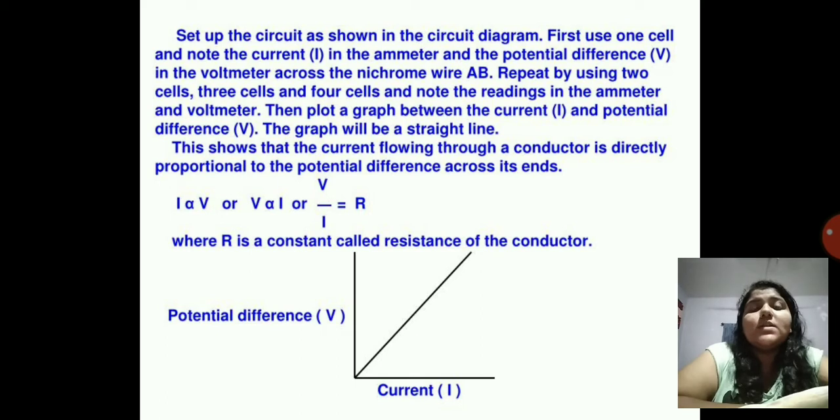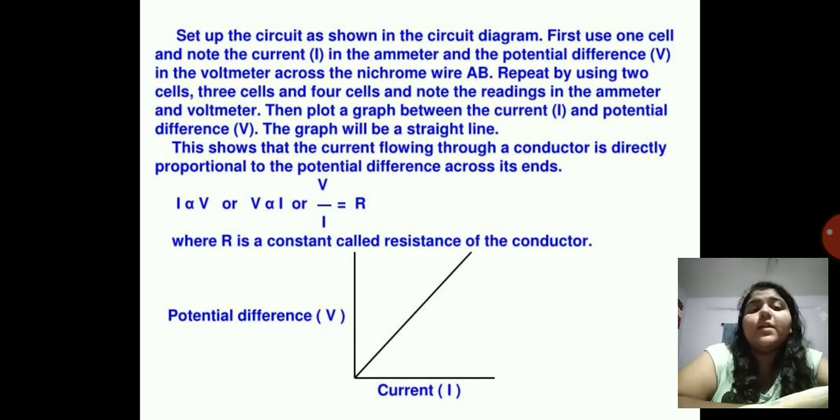First use one cell and note the current in the ammeter and the potential difference in the voltmeter across the nichrome wire AB. Repeat by using 2 cells, 3 cells, 4 cells and note the readings in the ammeter and voltmeter. Then plot a graph between the current and the potential difference. The graph will be a straight line.